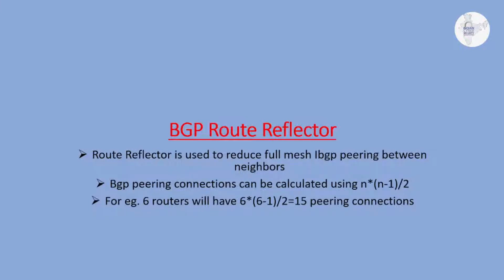Now the BGP peering connections means the number of connections, how many connections there are. It can be calculated using the n into n-1 by 2 formula. For example, if you have 6 routers running iBGP peering, then in that formula you can derive 6 into 6 minus 1 by 2, that is 15 peering connections.